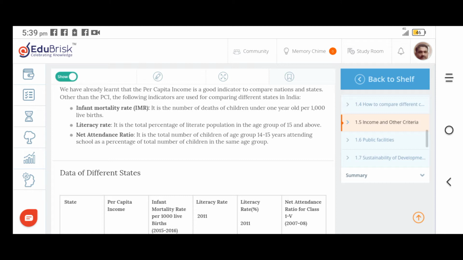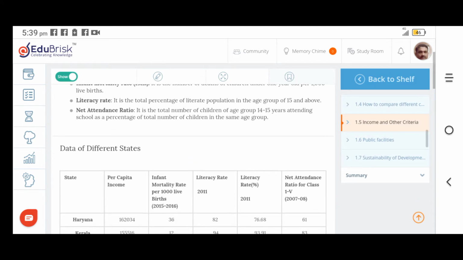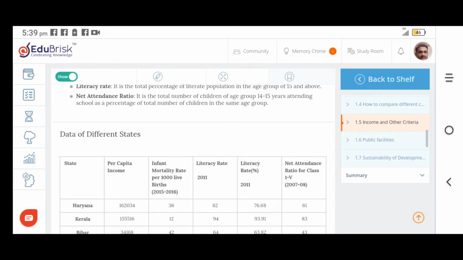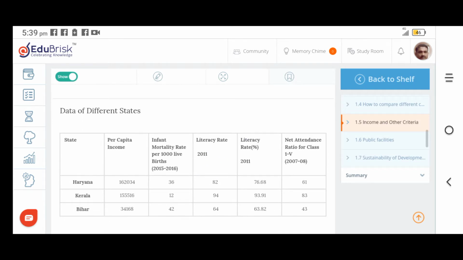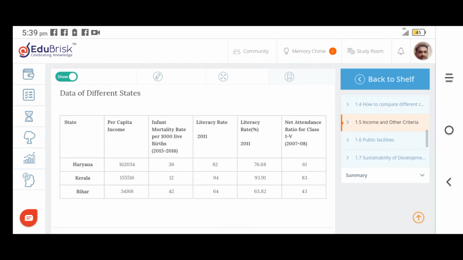Next indicator, that is net attendance ratio. It is the total number of children of age group 14 to 15 years attending school as a percentage of the total number of children in the same age group. Next, we want to know the different states having different data. We can compare three states: Haryana and Bihar, nearby states of Kerala.